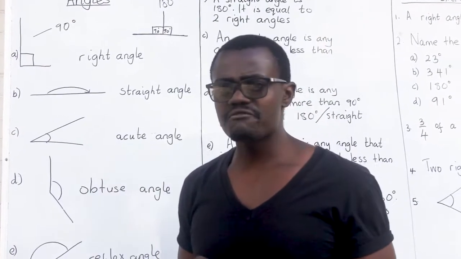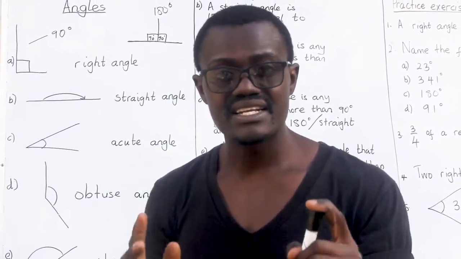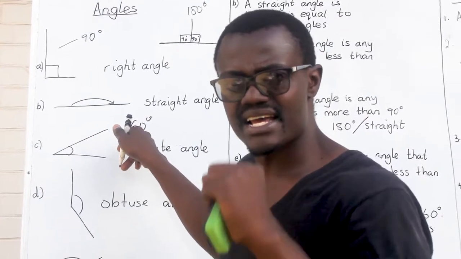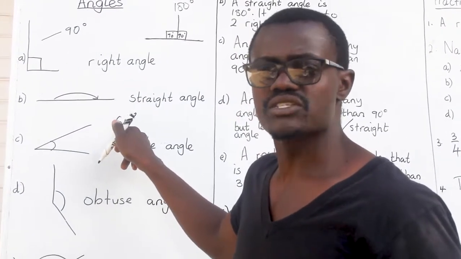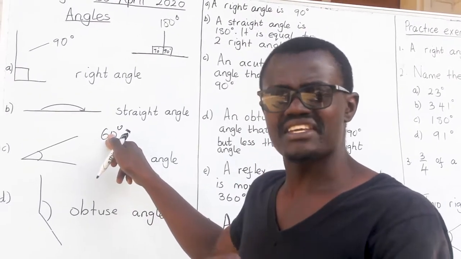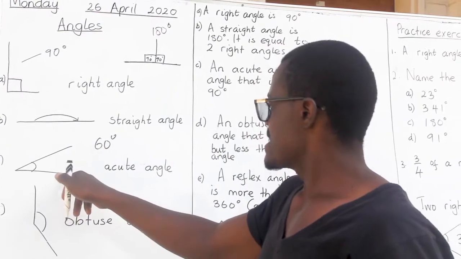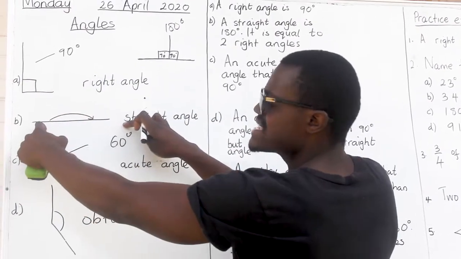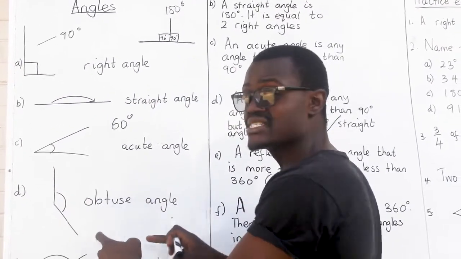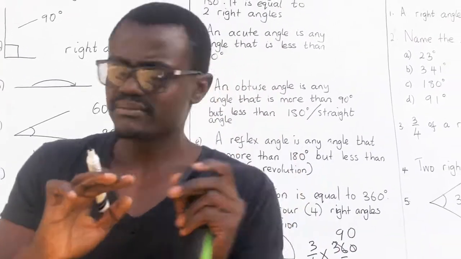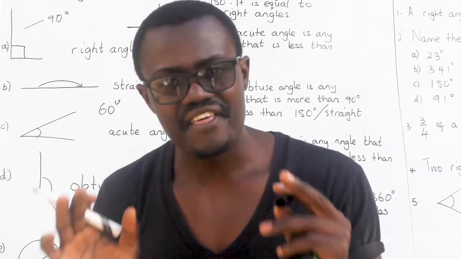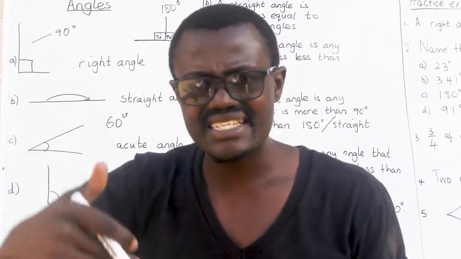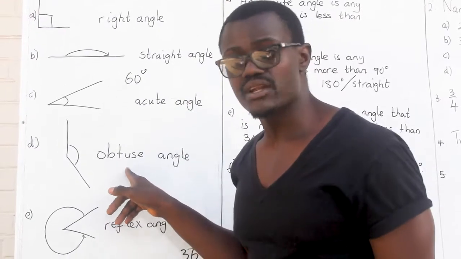An acute angle, I can give you an example of any angle that is less than 90 degrees. If I say 60 degrees, 60 degrees is less than 90 degrees. So a 60-degree angle is also an acute angle. Any angle which is less than 90 degrees is known as an acute angle. Then any angle which is more than a right angle but less than a straight angle gives us what is called an obtuse angle. For example, any number which is between 90 and 180, that's an obtuse angle. 91, 92, 93, 94, and so on.